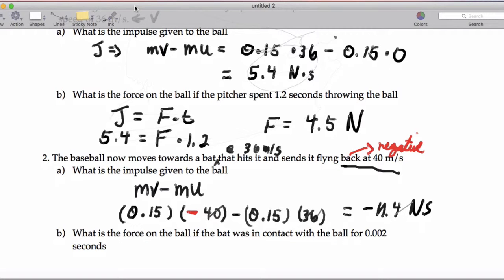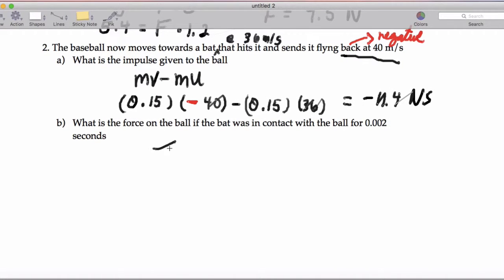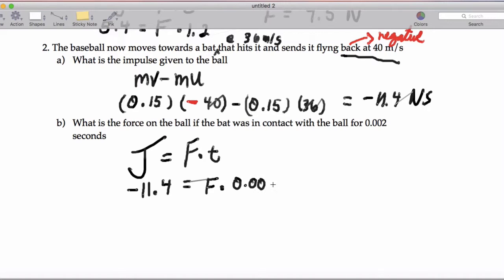Let's get the force on this from the impulse formula, which we can do right here. So J equals F times t. So we have negative 11.4 equals the force times our time of 0.002 seconds. When we isolate the force in that case, we're going to actually get negative 5,700 newtons of force.